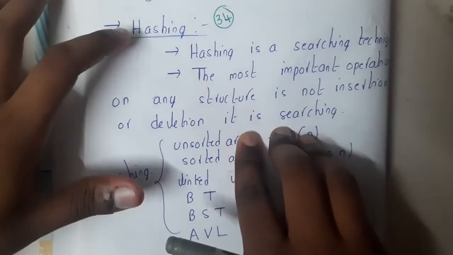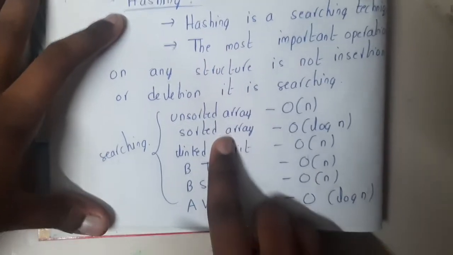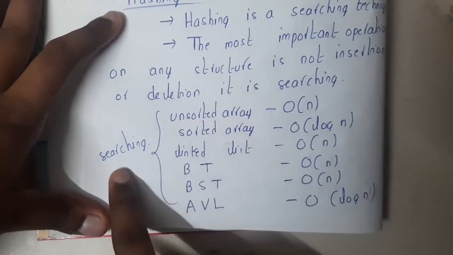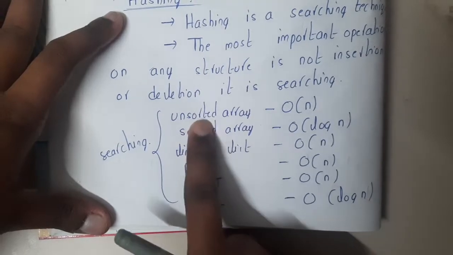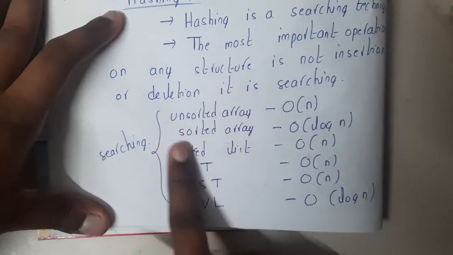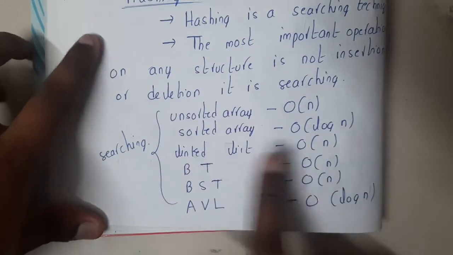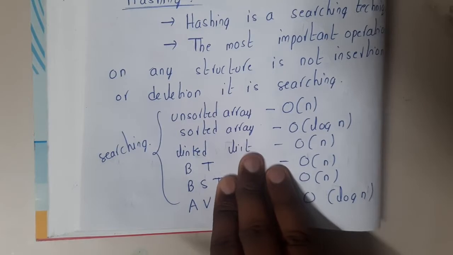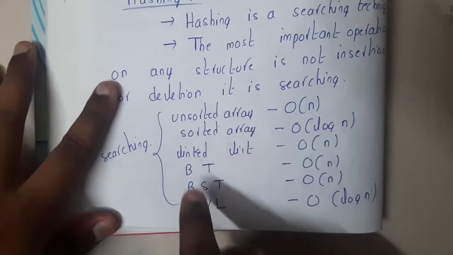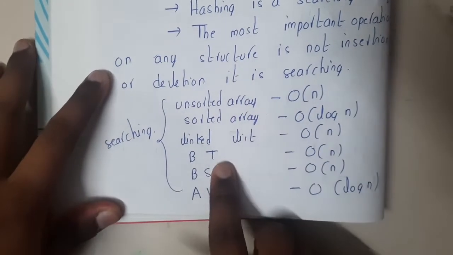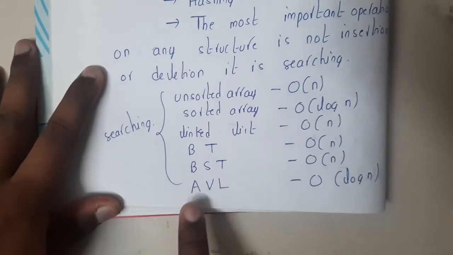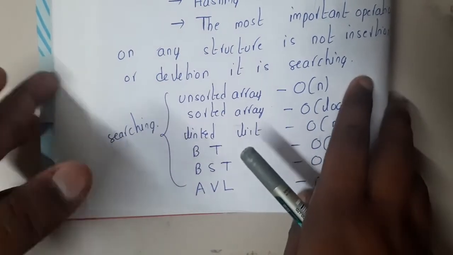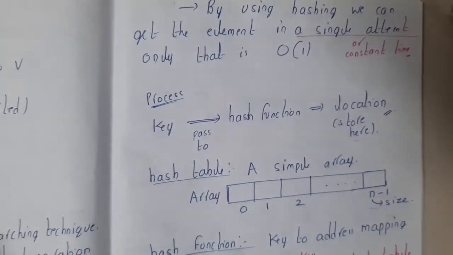So let us continue. Searching is the most important operation. On unsorted or different types of lists, searching takes more time. If it is an unsorted array, it takes O(n), since you need to match each and every element. If it is a sorted array, using binary search you can divide and identify the things. Similarly, a linked list takes O(n), a binary tree takes O(n), a BST takes O(n), and an AVL tree takes O(log n). These are all worst cases, remember that. Whereas in hashing it takes O(1).